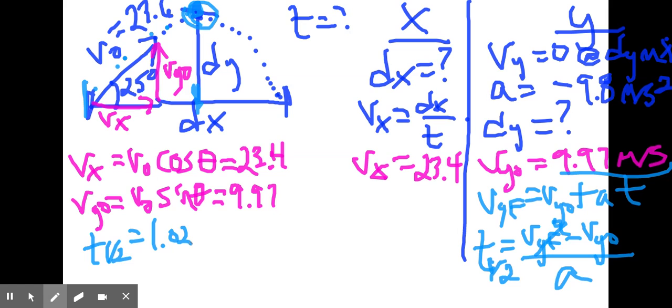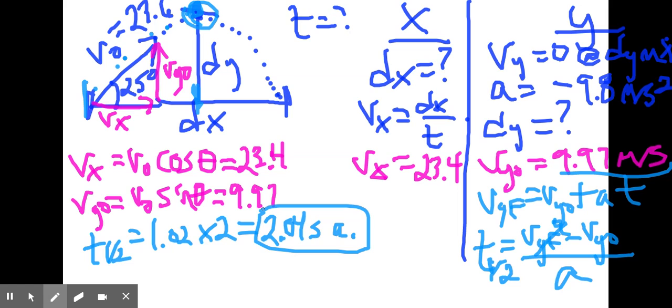Now we have to multiply this by 2 in order to get our time. So 1.02 times 2 is 2.04 seconds. So this is our answer for time. So that's your answer for part A. So we did all that stuff just to find the answer for part A. But don't worry, this will get quicker. So we've got 2.04 seconds.